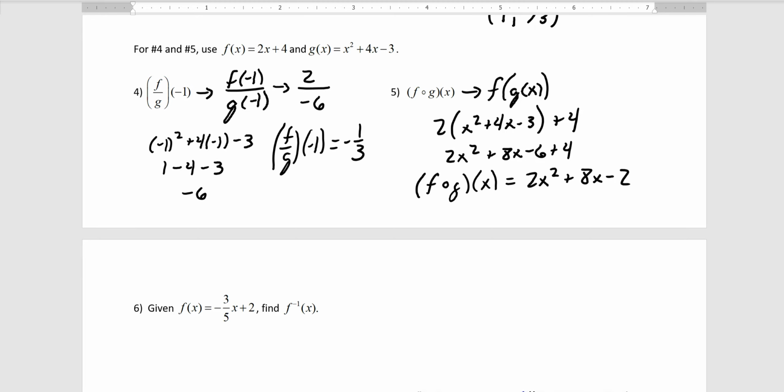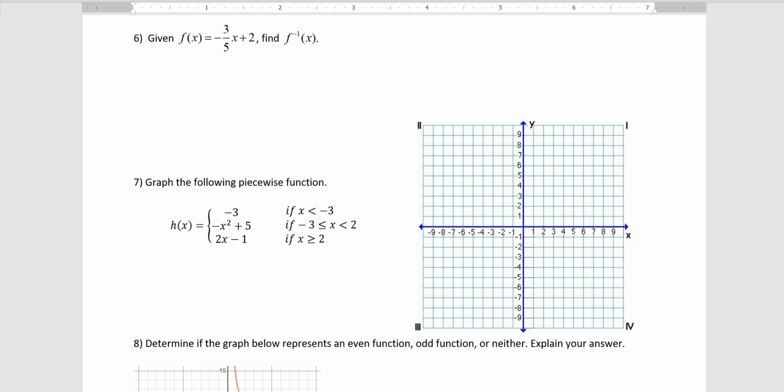And that's 4 and 5. Hopefully we're doing good so far. Let's look at number 6. Given this function, find its inverse.